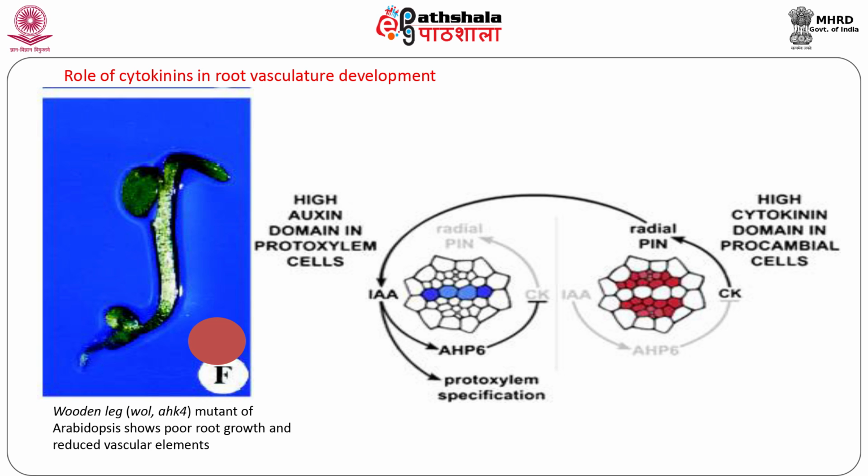Auxin signaling induces expression of the cytokinin signaling inhibitor AHP6, which inhibits cytokinin signaling in the protoxylem regions. In procambial cells, however, cytokinin signaling leads to the organization of auxin efflux transporters, one component of which are the PIN proteins, in regions that specify the radial pattern of roots. Hence, cytokinin and auxin signaling appears to restrict the expression of different vascular elements in mutually exclusive domains.